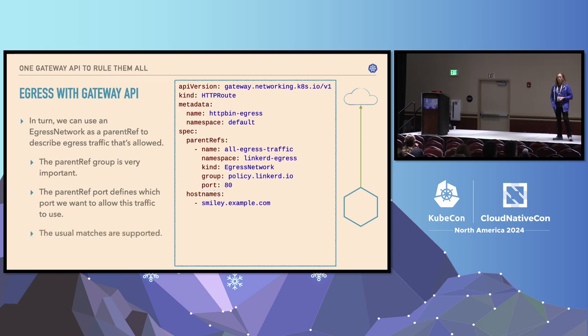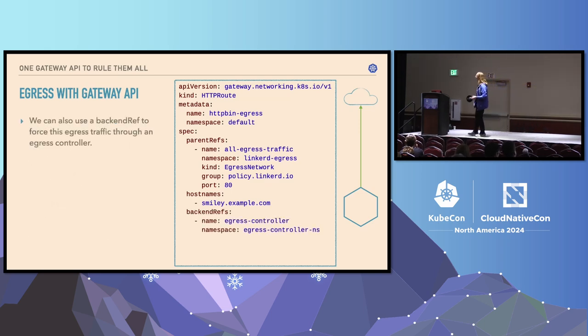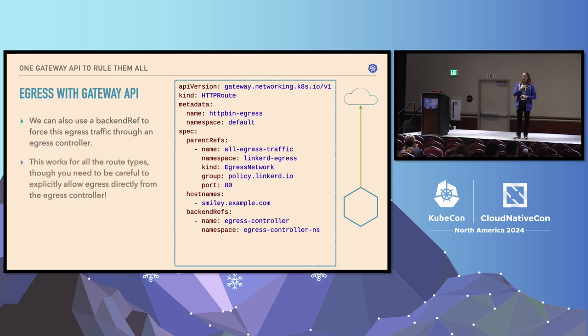And you can do much more complex things with this, right? Matches work, and we'll get to some of the other stuff in a bit. You can do a backend ref in particular to funnel all of this stuff into an egress controller. If you don't have a backend ref, then the traffic just flows out as normal. If you do have a backend ref, it gets taken there so that the egress controller can decide what to do with it. You might want to be careful to allow your egress controller to speak outwards or bad things happen. Not that I know that from personal experience.